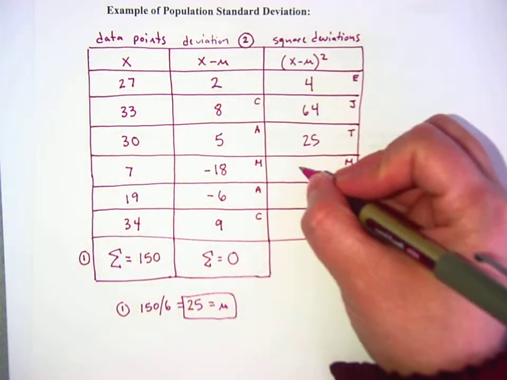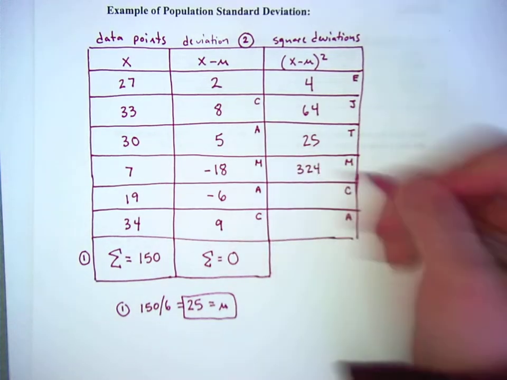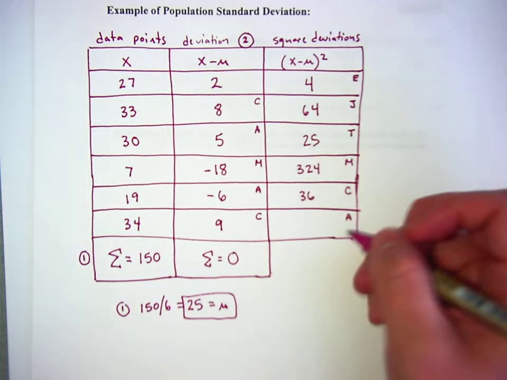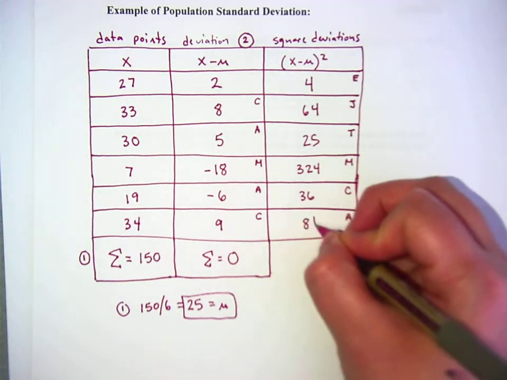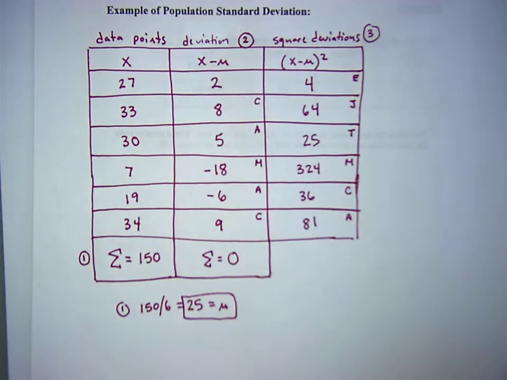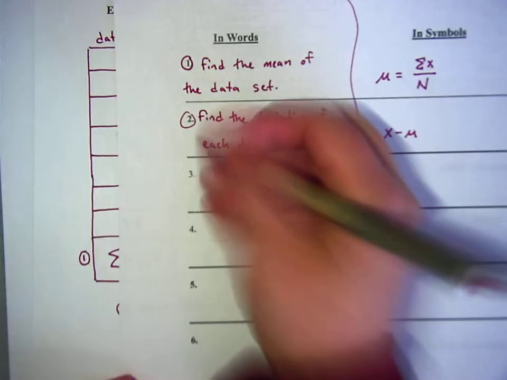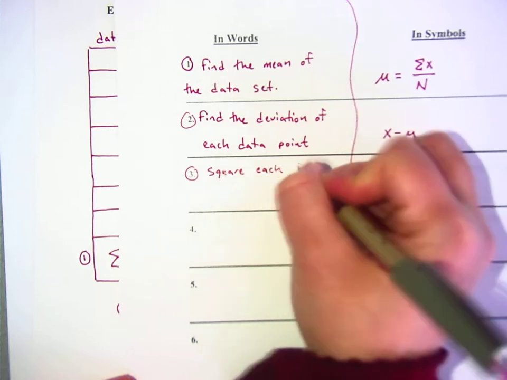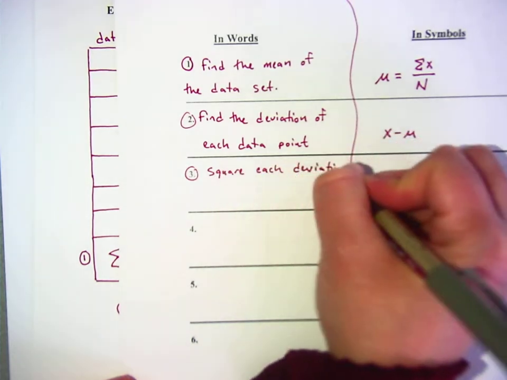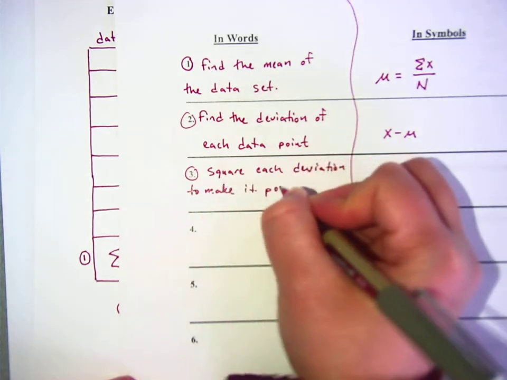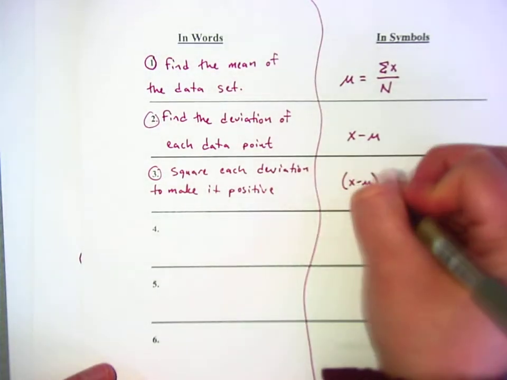Megan? 324. Colin? 36. Alex? 81. Okay, now this was step 3. Go back and write that down. We're going to square each deviation to make it positive. The formula for that is (x minus mu) squared.